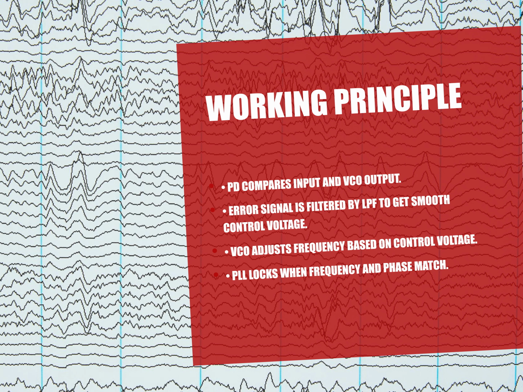Here's how they work together. The phase detector checks if the input and output signals are in sync. If they are not, it creates an error signal. The signal passes through the low pass filter to make it smooth and clean. Then the VCO uses that signal to adjust its frequency. This loop continues until both the input and output signals match in phase and frequency. And when that happens, we say the PLL is locked.